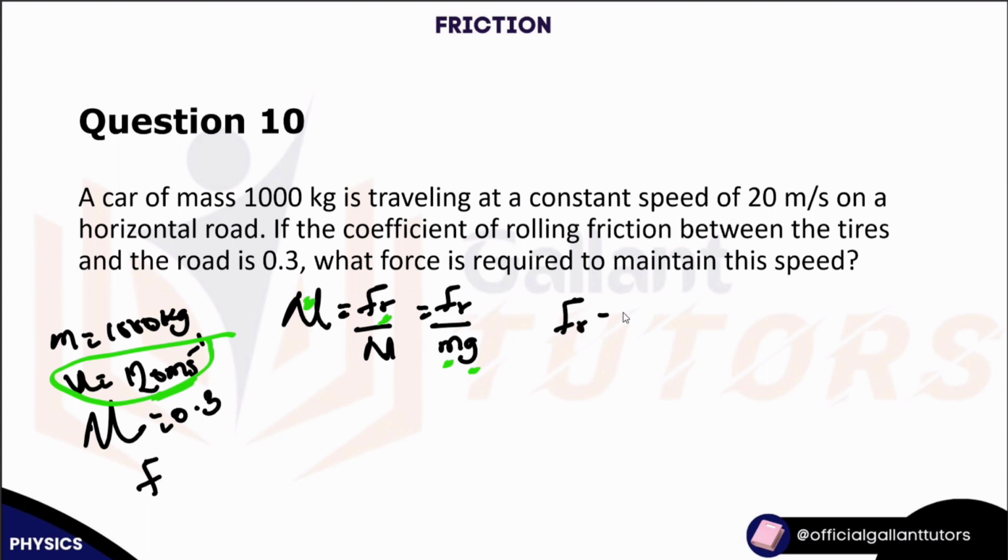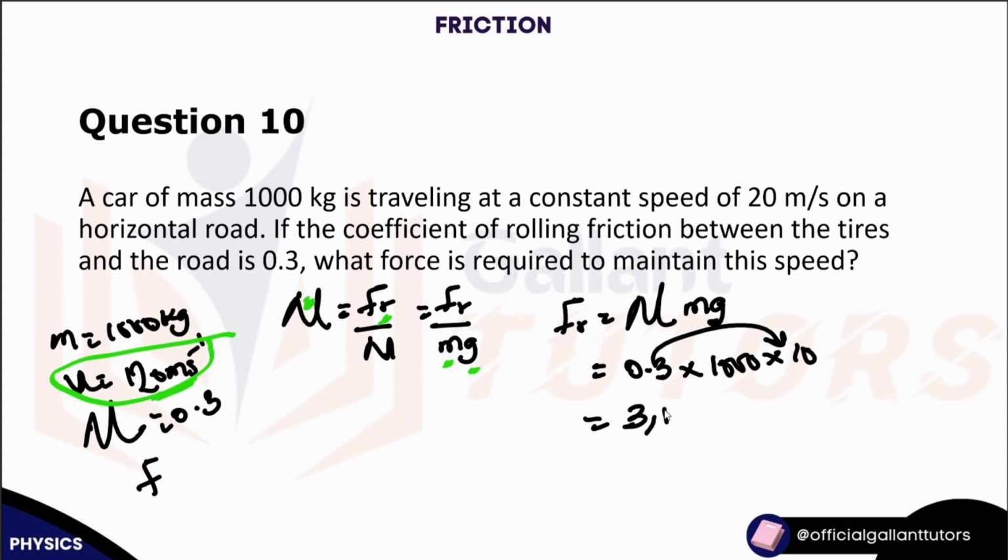Now, this is what we're going to do here. Make FR, so the formula becomes coefficient of friction times M times G. So coefficient of friction is 0.3 times 1000, right? Times our G being what? 10 meter per second, right? This and this will give what? 3. So 3 times 1000 will give what? 3000 Newton.